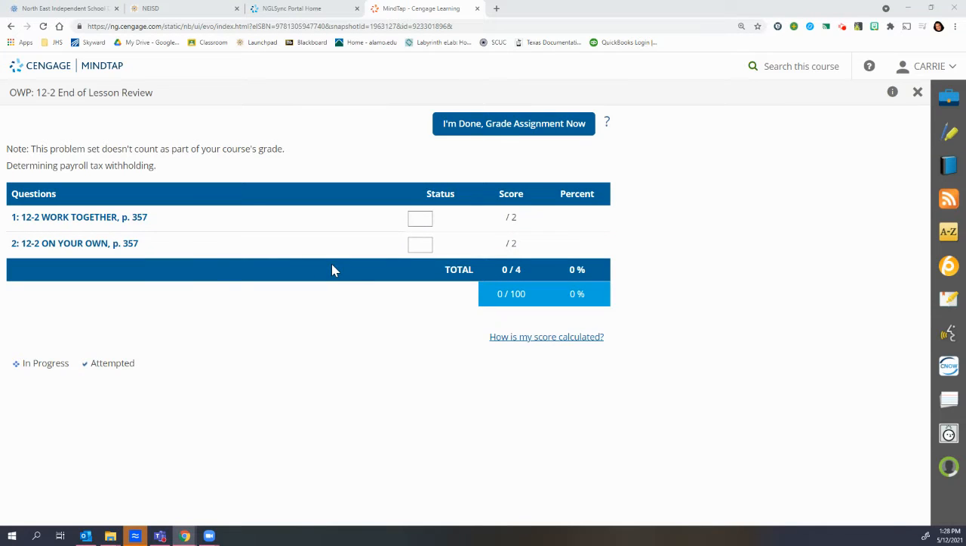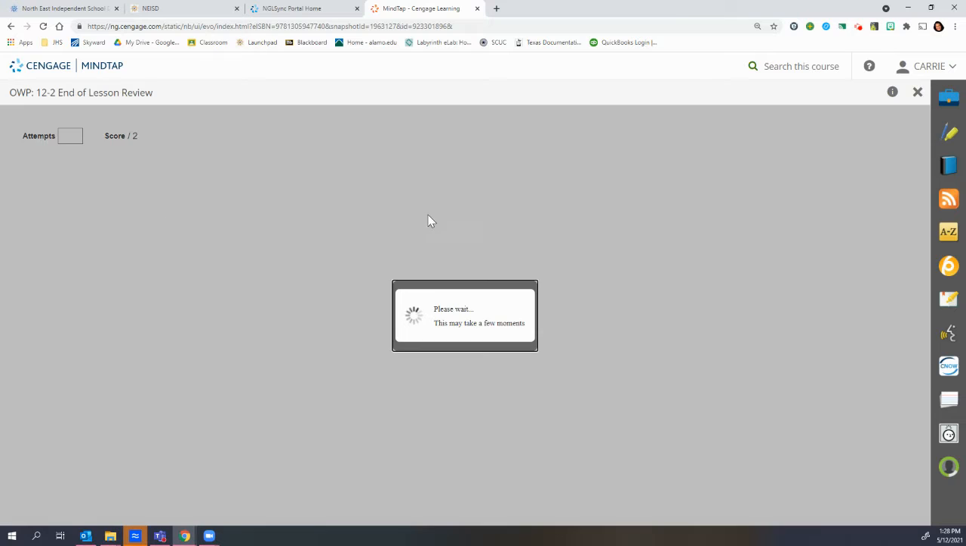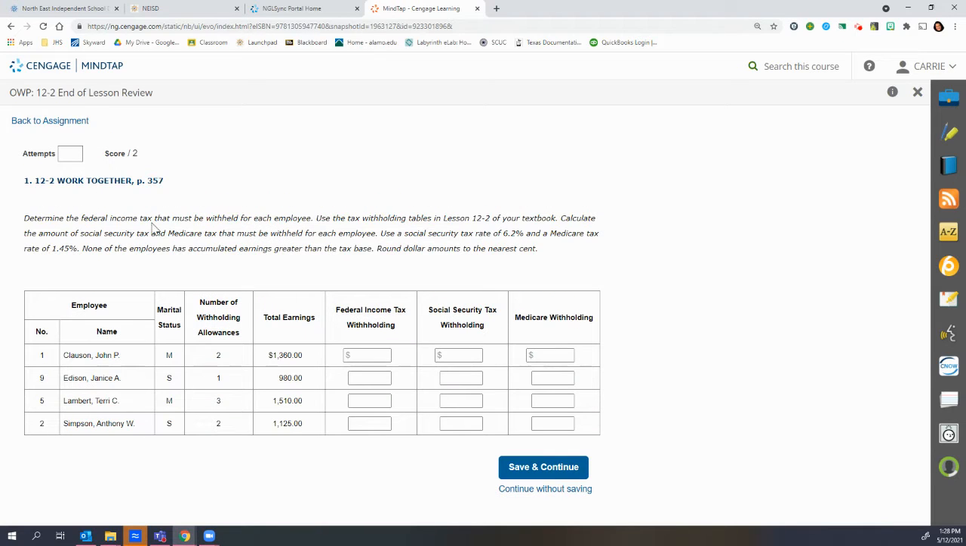Okay, this is the 12-2 end of lesson review, and we're going to do the 12-2 work together. So when you click on that and it comes up, it's going to tell us, determine the federal income tax that must be withheld for each employee. Use the tax withholding tables in lesson 12-2 of your textbook. Calculate the amount of Social Security tax and Medicare tax that must be withheld for each employee. Social Security rate is 6.2% and Medicare tax rate is 1.45%. And none of the employees has accumulated earnings greater than the tax base. So we're going to round dollars to the nearest cent.